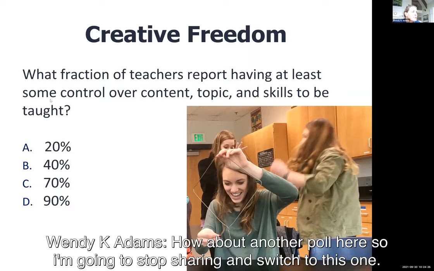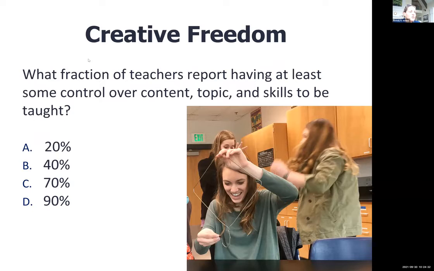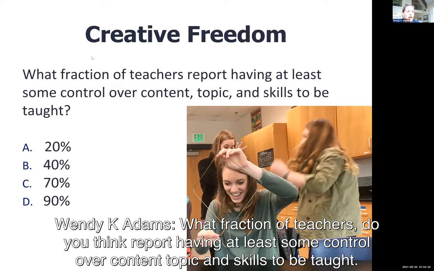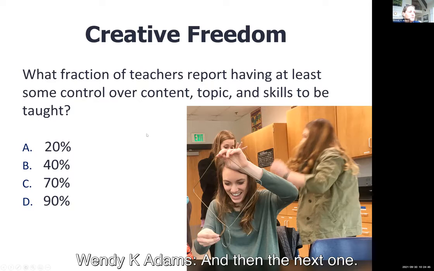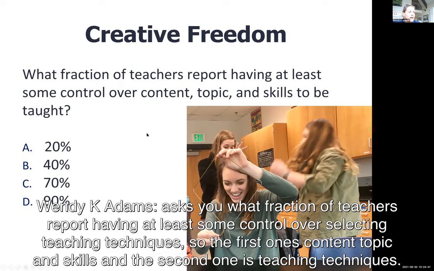How about another poll here? So I'm going to stop sharing and switch to this one. What fraction of teachers do you think report having at least some control over content, topic, and skills to be taught? And the next one asks you, what fraction of teachers report having at least some control over selecting teaching techniques? So the first one's content, topic, and skills, and the second one is teaching techniques.